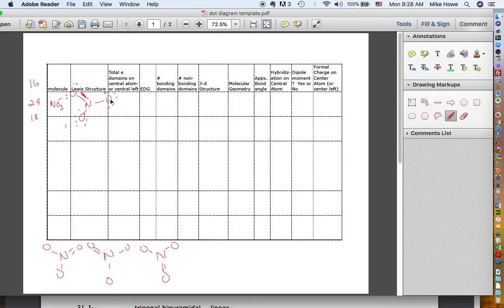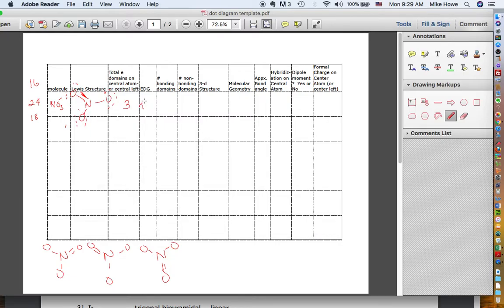All right, the domains on the central atom, there are 3 of them. And you can see them right here, 1, 2, 3. Remember, a domain is a shared, any kind of bond, whether it's single, double, or triple, counts as one domain, or an unshared pair counts as a domain. So in this case, I don't have any unshared pairs, but I do have 3 bonds, so 3 domains. So the electron domain geometry will be trigonal planar.